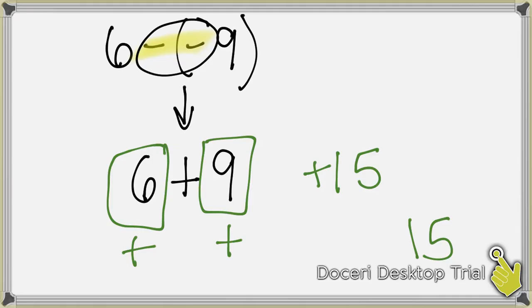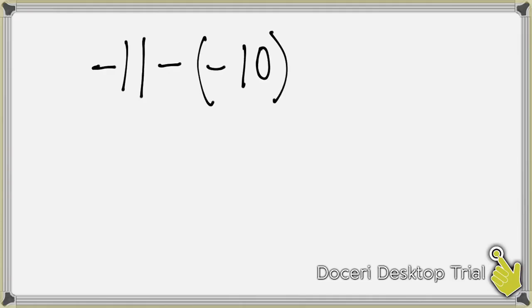All right. I'm going to show you another one. I'm going to let you practice this one first, and then we'll talk about it. So if I said negative 11 minus negative 10. All right, I want you to pause it and then try it.